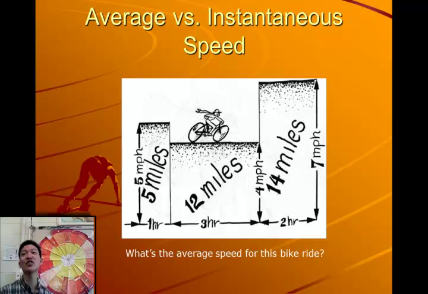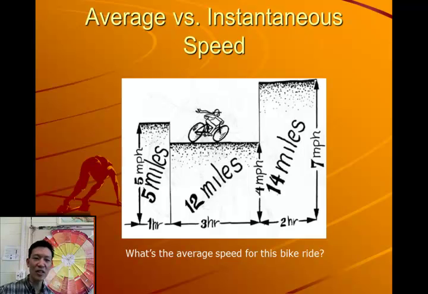False. That's not true. Your average speed for the bike ride is not simply the sum of the 3 speeds divided by 3. Why? I thought average just means add up 3 things and divide by 3. Why doesn't that work?